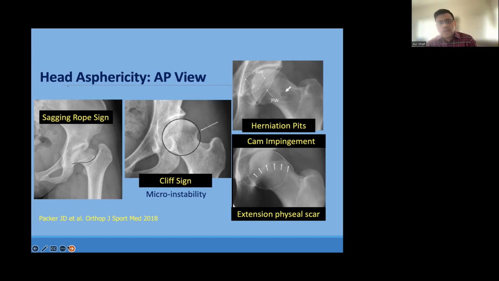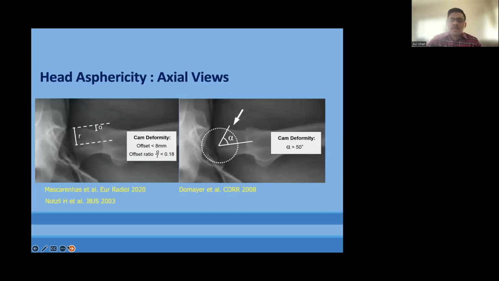Similarly, for FAI, for CAM, you can see herniation pits or extension of the physeal scar, which are soft signs to denote that CAM morphology or a CAM pathology is present in the patient. In the axial views, we check for the alpha angles and the offset, which lets us know regarding the CAM pathology. An alpha angle should be more than at least 50 degrees and our offset around 8 millimeters.